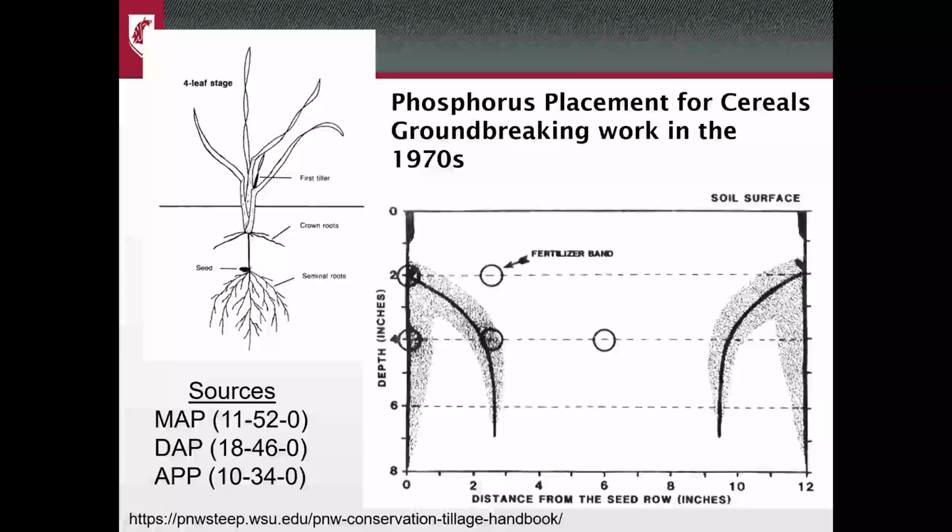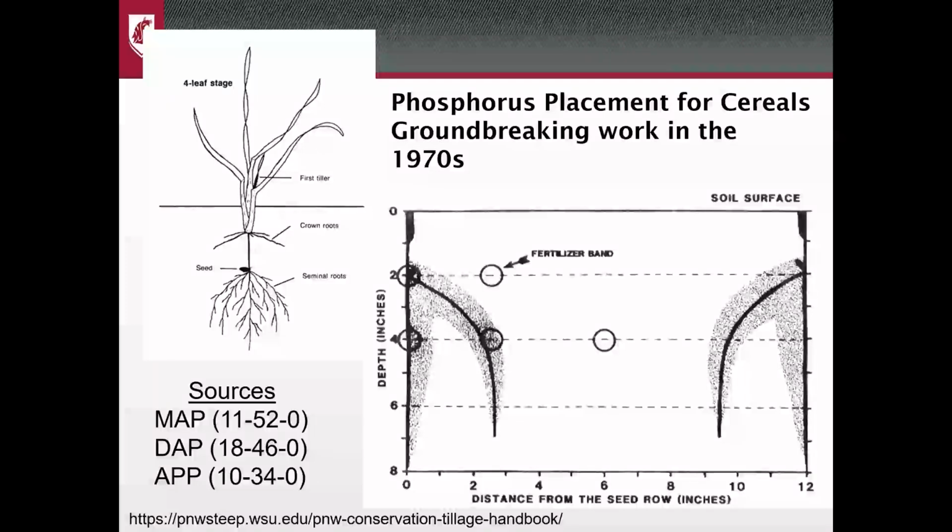You find some really great foundational work that was done in the 70s with researchers and industry to develop methods and equipment for precision application of fertilizers with the seed, below and to the side of the seed. All of these are intended to enhance the positional availability of phosphorus to a young seedling, and that's really important for phosphorus, more so maybe than some of the other nutrients.